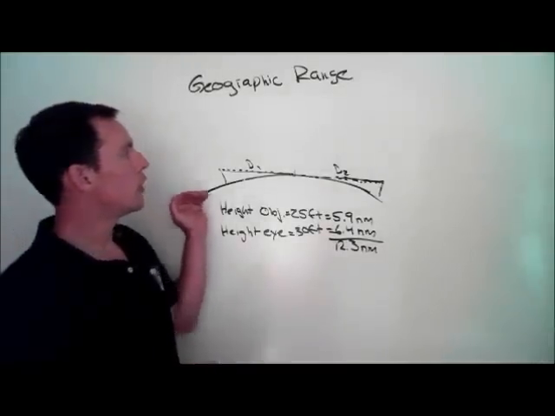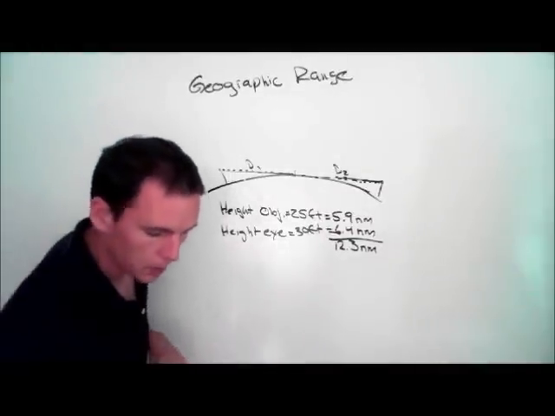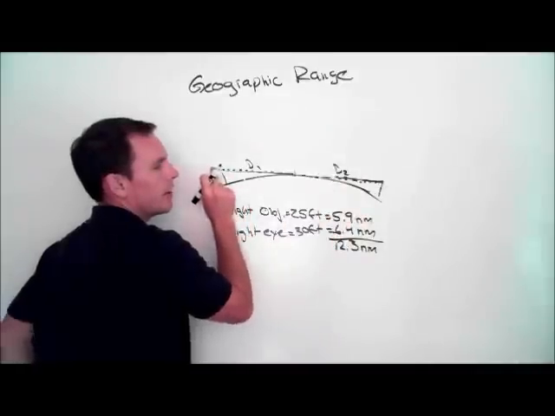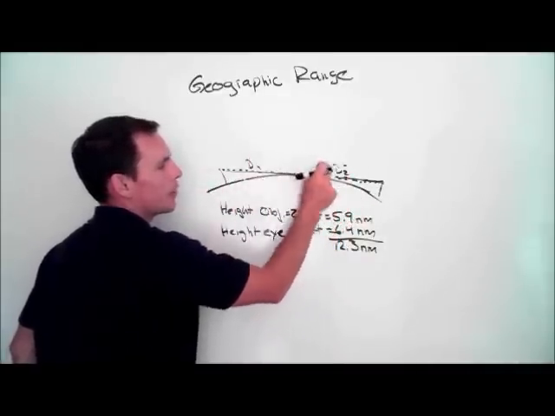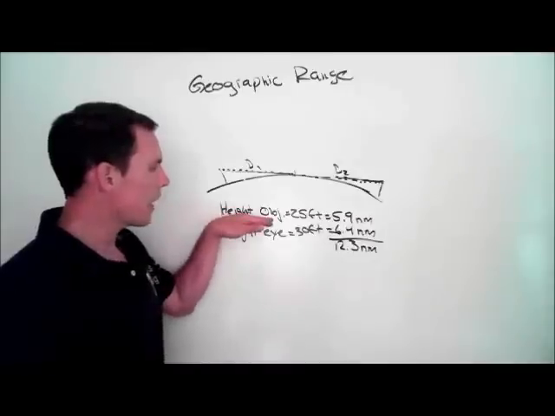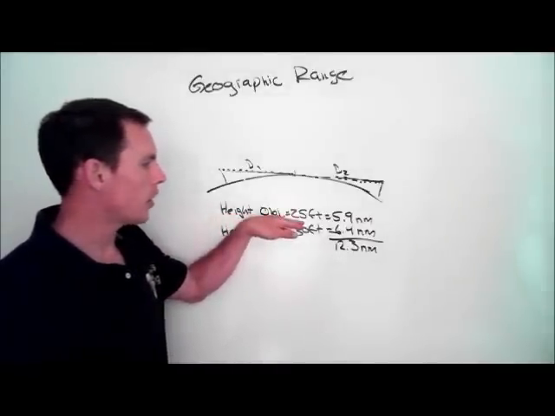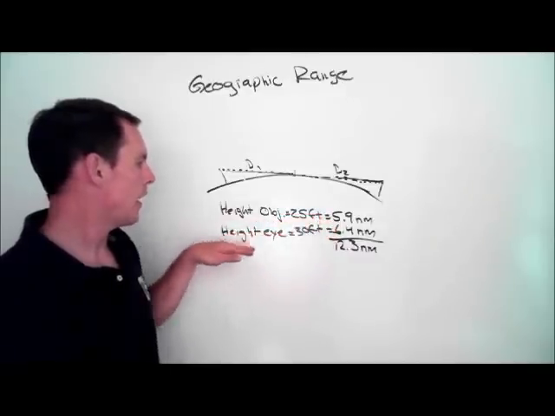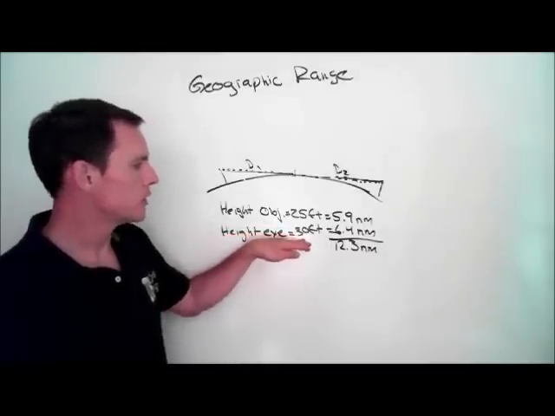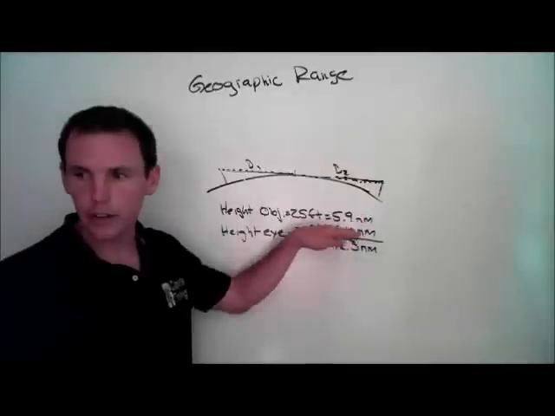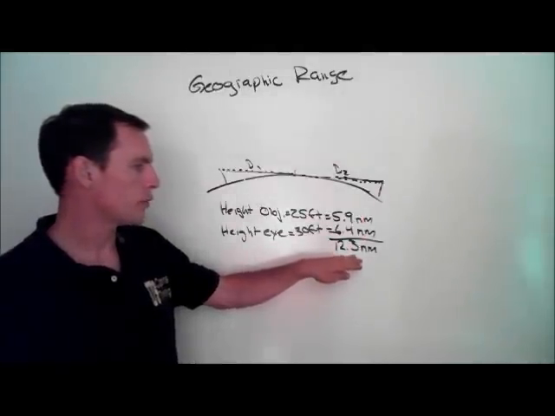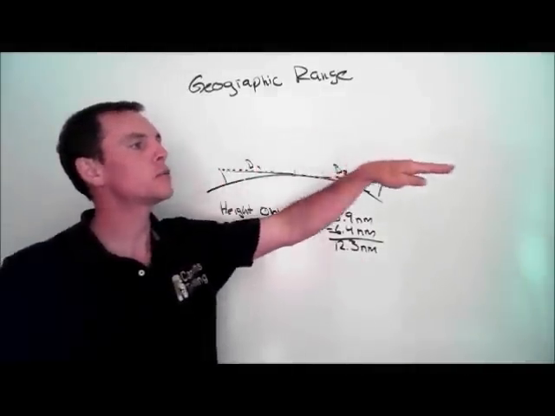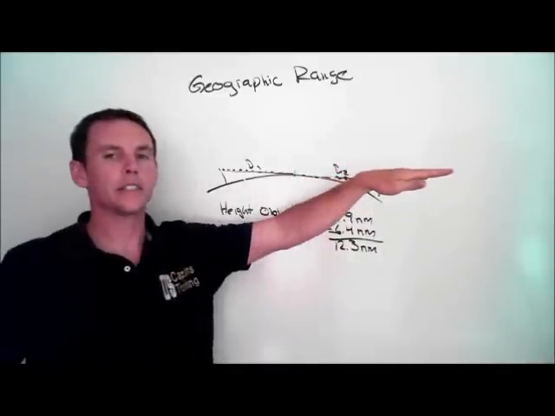So that's how we're going to do a geographic range problem. And just to sum it up again, it is the height of your eye and the height of the object and their distances to the horizon. Then we add those two distances together. The height of our object in this case was 25 feet tall, which from our table yielded 5.9 nautical miles. The height of our eye was 30 feet, which yielded 6.4 nautical miles to the horizon. We added those up to 12.3 nautical miles, and that's the geographic range, the theoretical distance we could see something over the horizon.